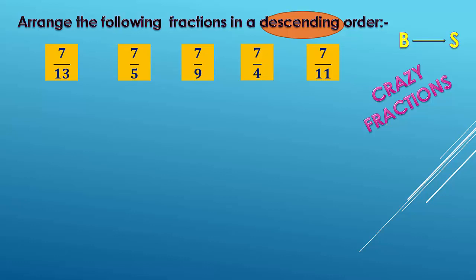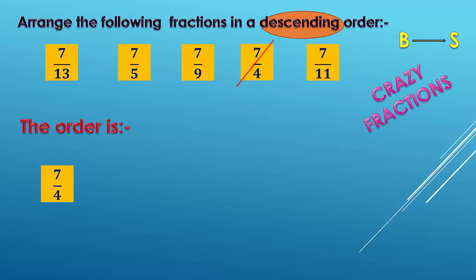So I will take the smallest denominator. Which is the smallest denominator here, my students? 13, 5, 9, 4, or 11? Yes, the smallest denominator here is number 4. And don't forget to cancel the fraction which you write. So 7 over 4 is the greater fraction here. Because what, teacher? Because it's a crazy fraction. The smallest denominator will be the greatest fraction.